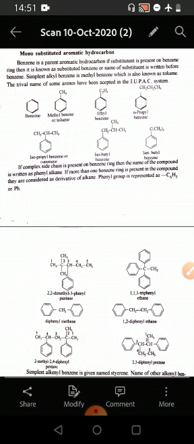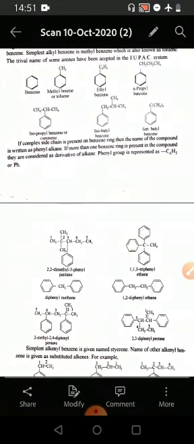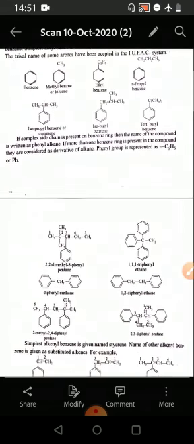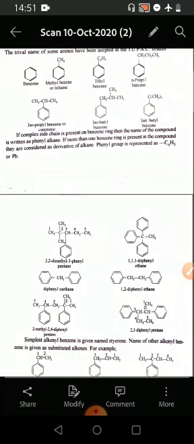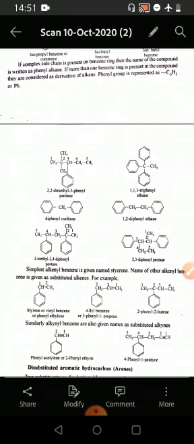The simplest alkyl benzene is methylbenzene, which is also known as toluene. The trivial names of some benzenes have been accepted in the IUPAC system. So if we see the examples of monosubstituted arenes: methylbenzene, ethylbenzene, propylbenzene, isopropylbenzene, isobutylbenzene, and tert-butylbenzene. If a complex side chain is present on the benzene ring, then the name of the compound is written as phenylalkane. If more than one benzene ring is present, the compounds are considered as derivatives of alkane.